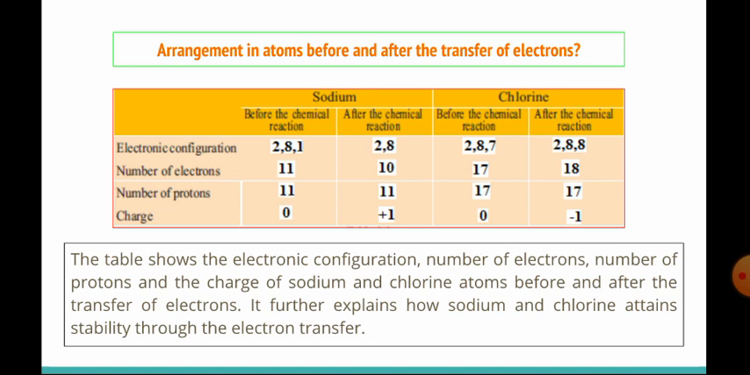Now, let us see the arrangement in atoms before and after the transfer of electron. The table shows electronic configuration, number of electrons, number of protons, and the charge of sodium and chlorine atoms before and after the transfer of electrons. It further explains how sodium and chlorine atoms attain stability through the electron transfer.